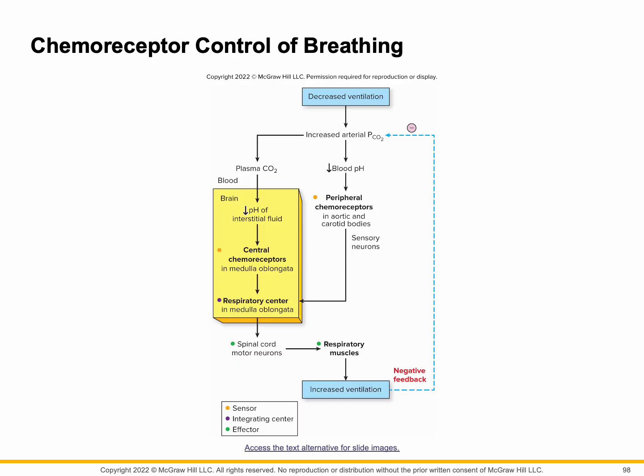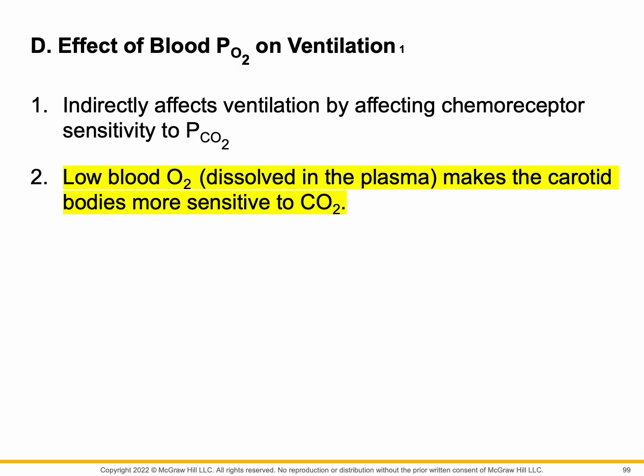Blood oxygen pressure indirectly affects ventilation by affecting chemoreceptor sensitivity to carbon dioxide pressure. Low blood oxygen levels dissolved in the plasma make the carotid bodies more sensitive to carbon dioxide.